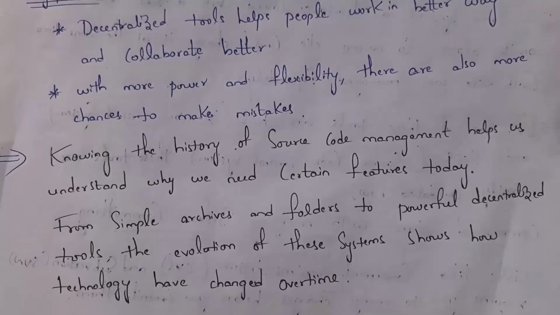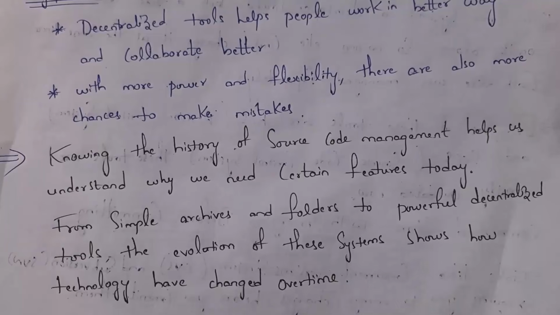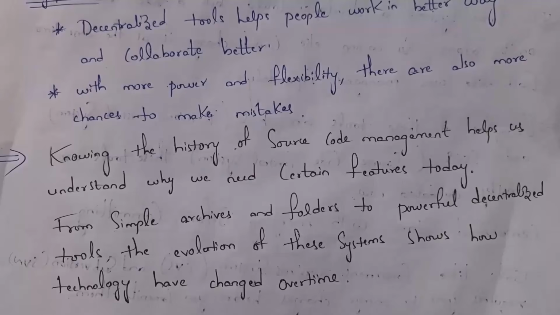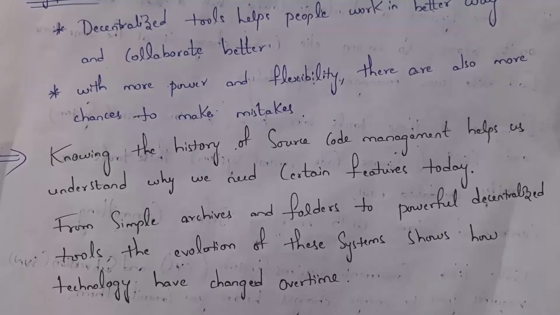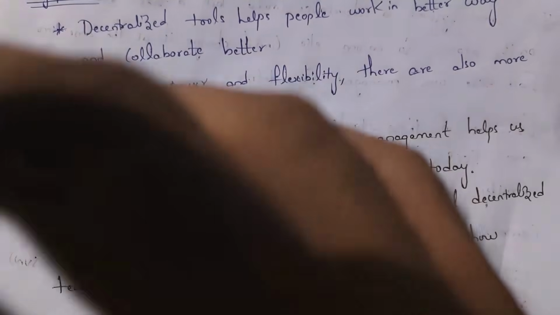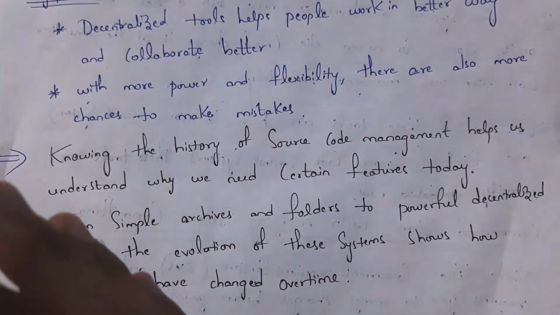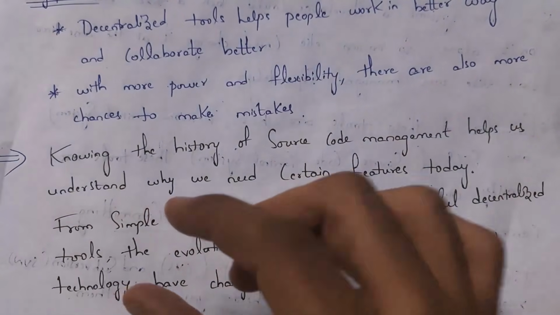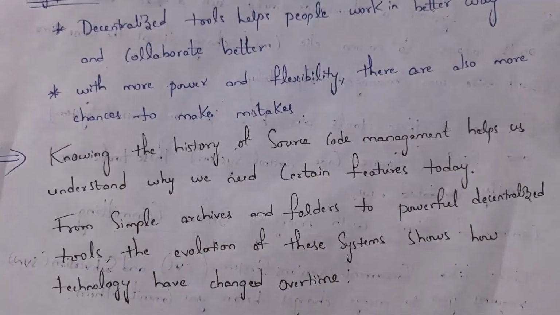In olden days, people used to store their data in files. But at present, people are using decentralized source code management in order to store their files. So by seeing this, you can clearly understand how technology is improving day by day, from storing data in files to storing data in decentralized tools.